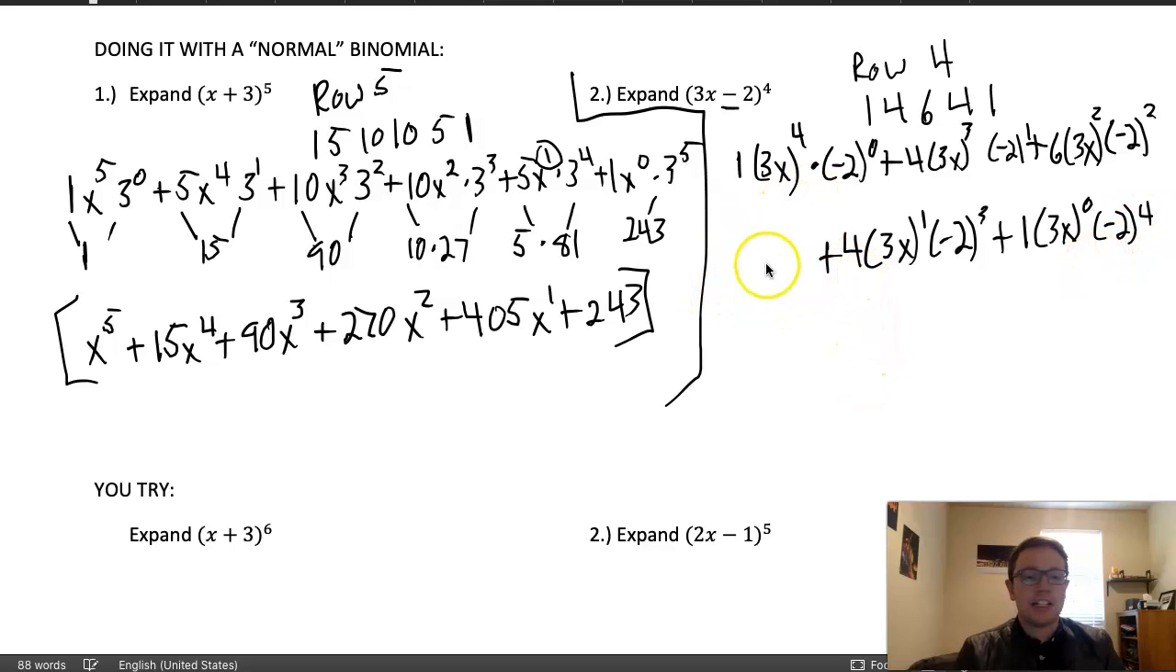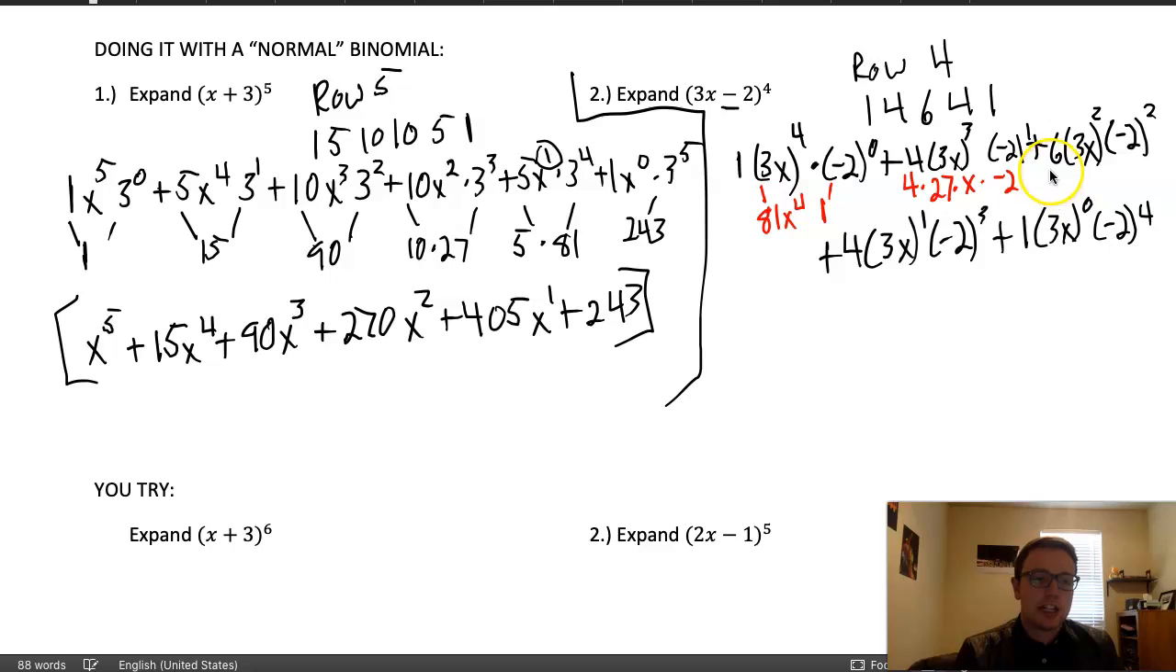And at this point, it becomes a calculator exercise, but we have to be super careful here to make sure that we're keeping track of our negatives and that our 3's and our x's are getting raised. So let's go ahead and do that. We're going to multiply these, so 3 to the 4th is going to be 81. So this is 81x to the 4th, and negative 2 to the 0 is just going to be 1. For this next one, we have 4 times 3 cubed is going to be 27 times x, and then we're also going to multiply this by negative 2 to the 1st power, so times negative 2.